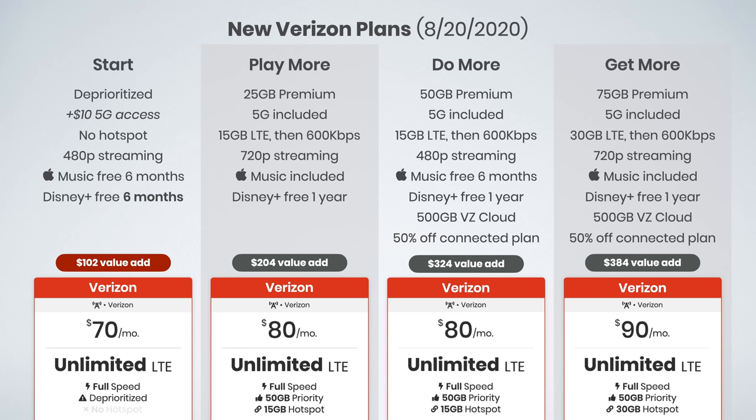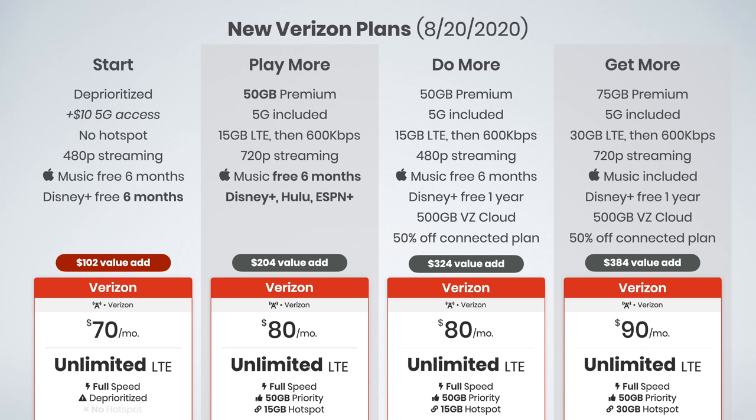Next, we have the Play More Unlimited plan. Here, the 25 gigs of premium data was upgraded to 50 gigs of premium data. Unfortunately, the Apple Music subscription went from being included to only being included for free for 6 months. And finally, the big one here is the Disney Plus subscription went from being 1 year free to now being included for free and it includes Disney+, Hulu, and ESPN+.